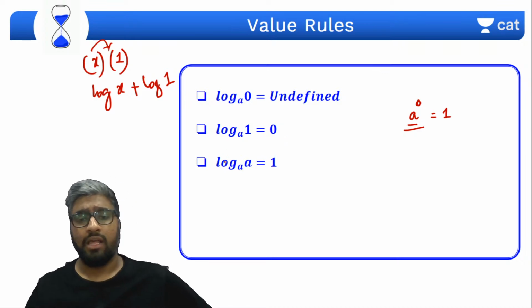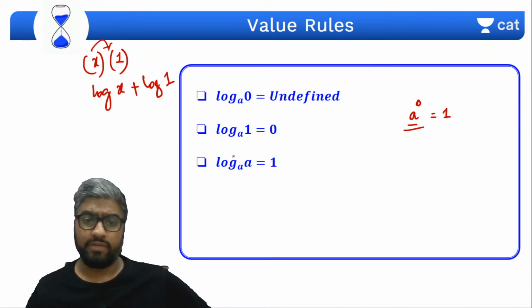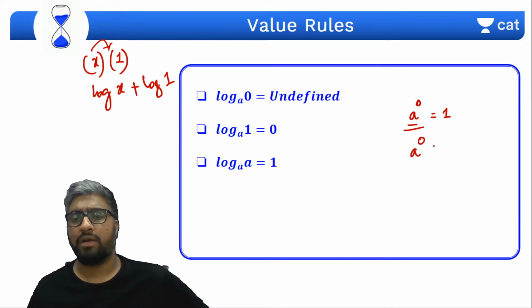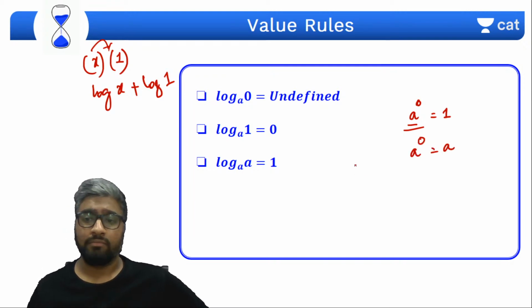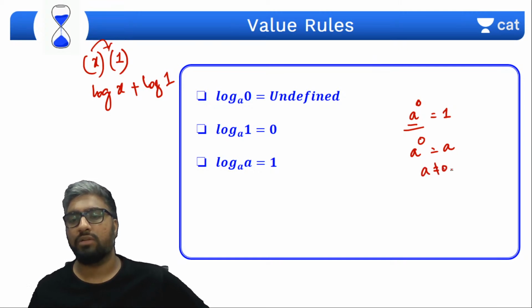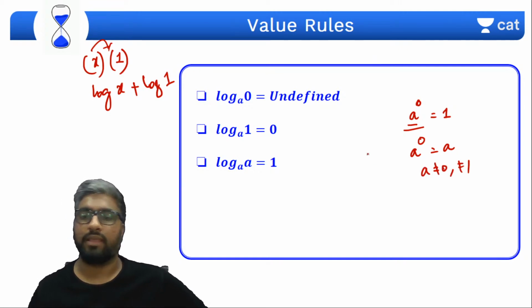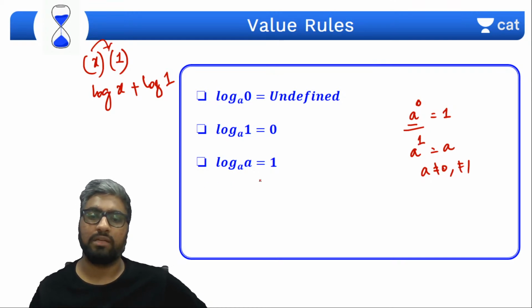Next, log of itself, right? Whatever is the base, log of base itself always has to be 1. Why? Because a power what would be equal to a? Keeping in mind that a is not equal to 0 or not equal to 1. Yes. A power what would give you a? 1. So 1 would be the value of that.